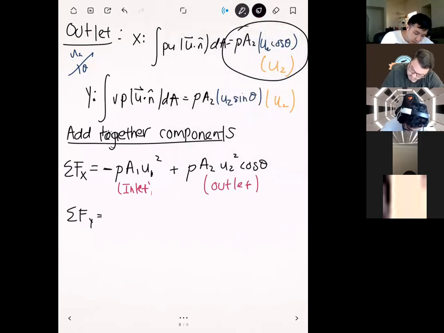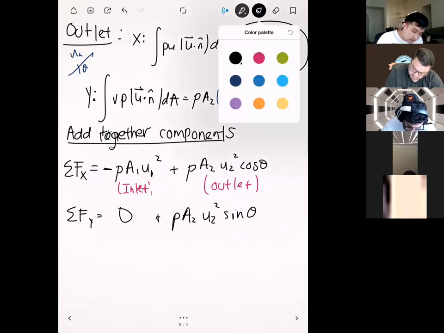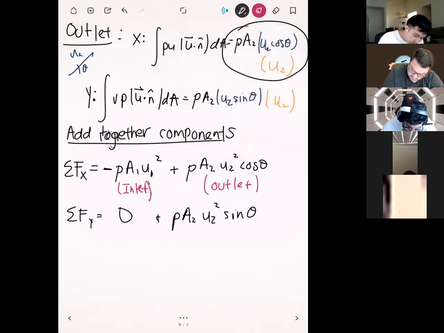Okay, and the sum of the forces in the y direction, we have 0 that's coming from the inlet, okay, plus rho a2 u2 squared sine theta, okay. And so this again is the inlet, and this is the outlet, okay. All right.